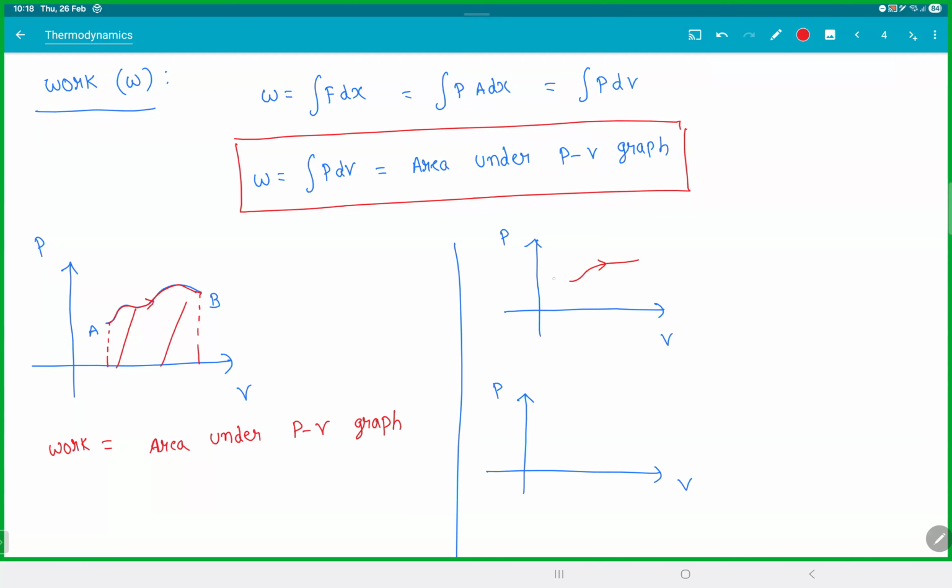So let's say you're going from left to right. So the work done is the area under the curve. You can clearly see here volume is increasing. So dV, pressure is always positive. So dV is greater than 0. So work done from A to B is positive.